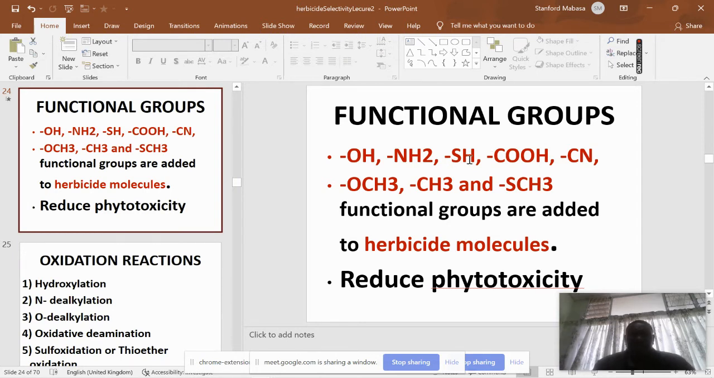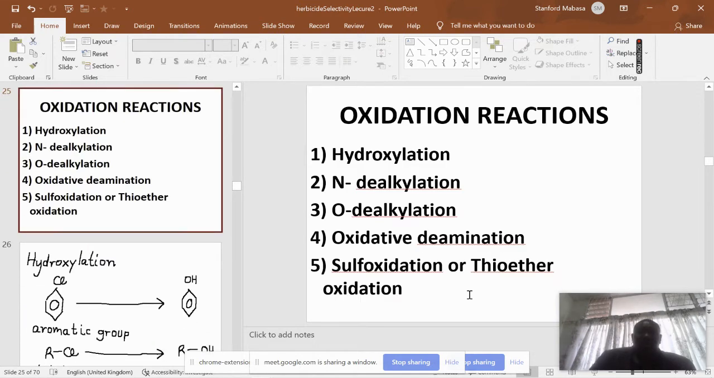Because these are the important functional groups which will facilitate the herbicide breakdown and reduce phytotoxicity. So what I'm going to do is put a red flag on the oxidation reactions. So I'm going to talk about the oxidation reactions, and please pay attention now.